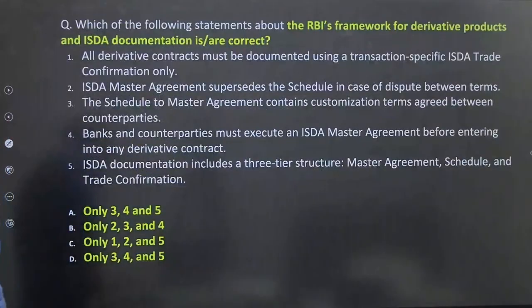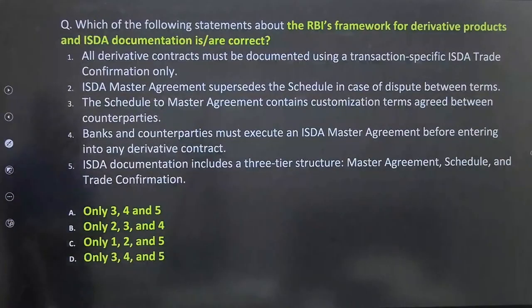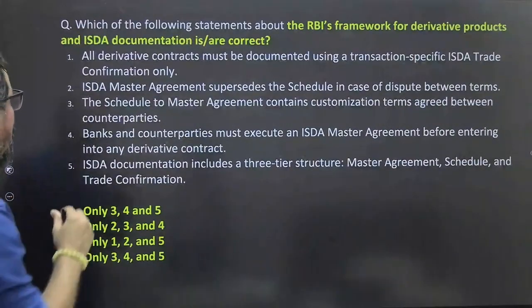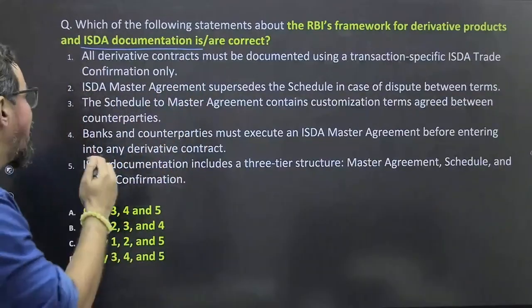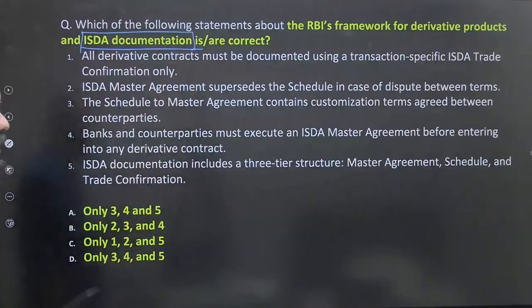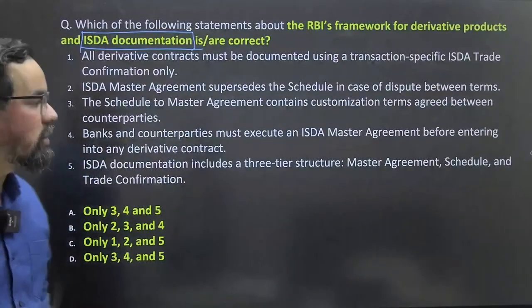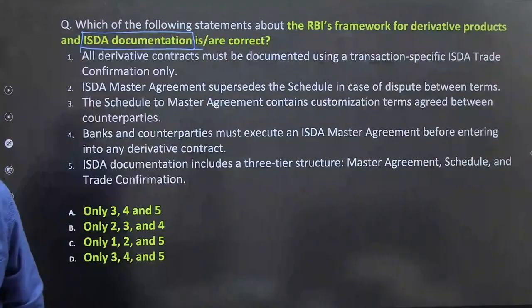Next one guys, next one. Which of the following statements about the RBI framework for derivative products and ISDA documentation are correct? This gets asked so many times. ISDA documentation rules, the master agreements, okay. So that gets asked so many times, so please keep it in mind. Tell me, if anyone has read it, they will be able to answer.